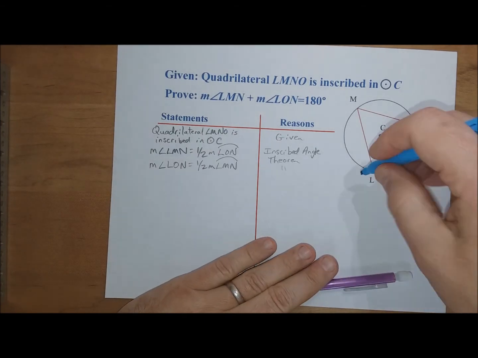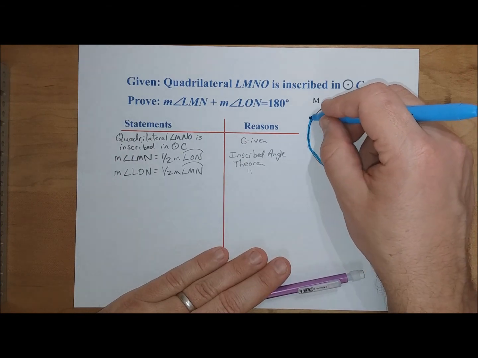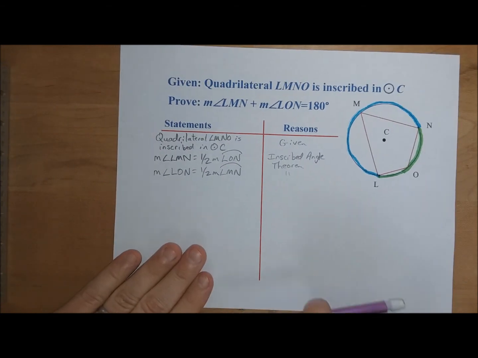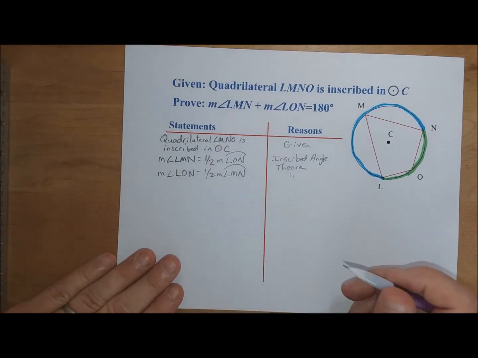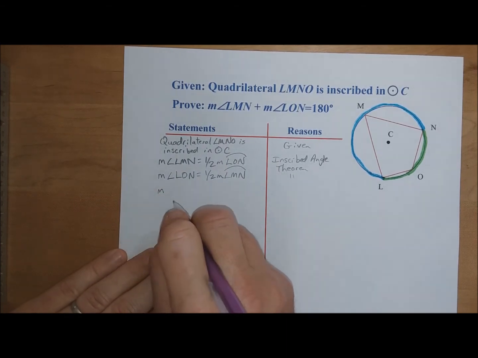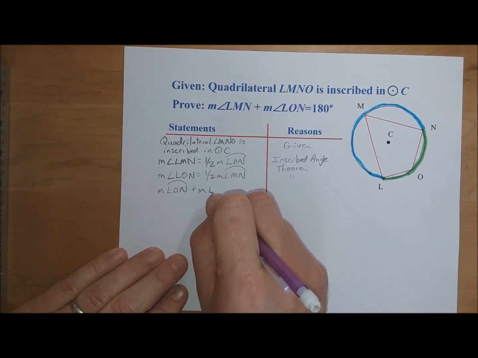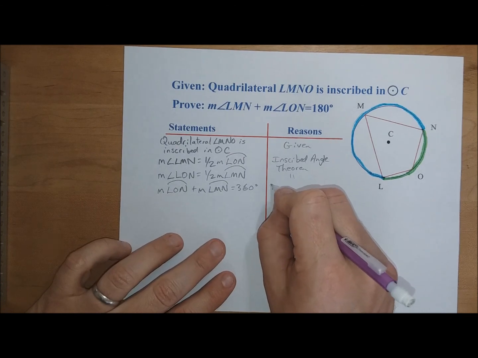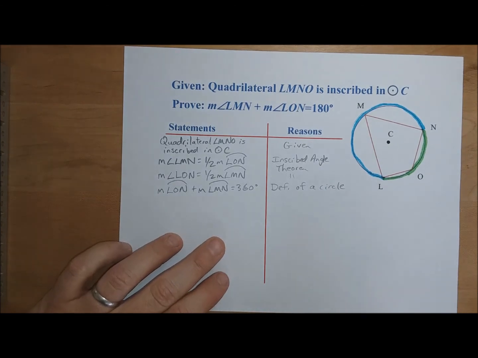And you'll notice that when I highlight this other arc, something should jump out at you. Hopefully you notice that we have this minor arc and major arc that add up to the entire circle. So maybe we could state that the measure of arc LON plus the measure of arc LMN equals 360 degrees. And that is the definition of a circle, but you might also say minor and major arcs.